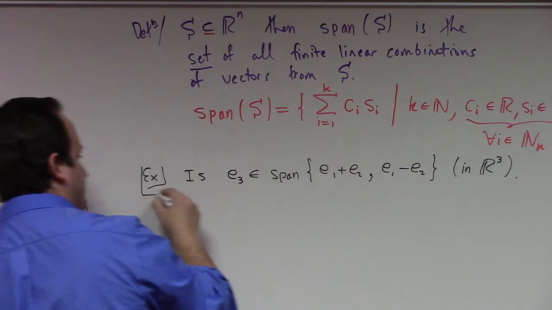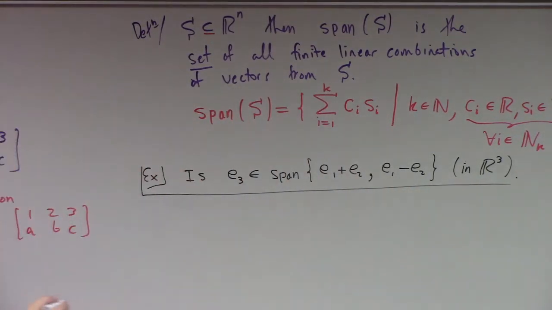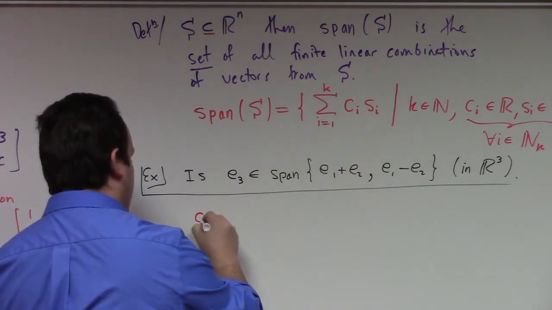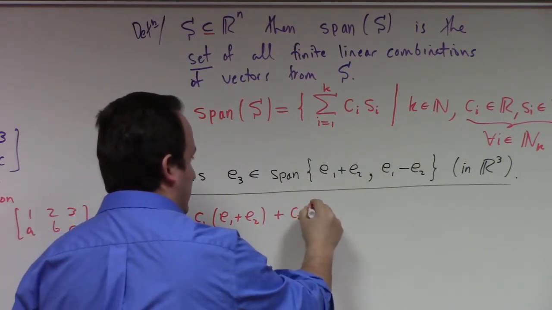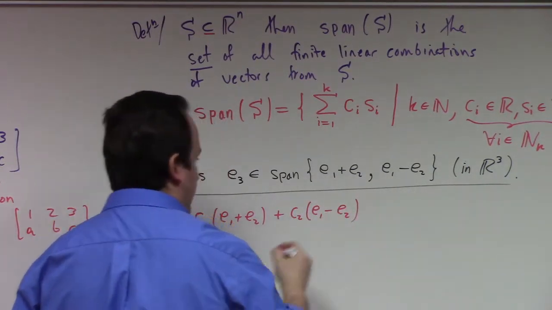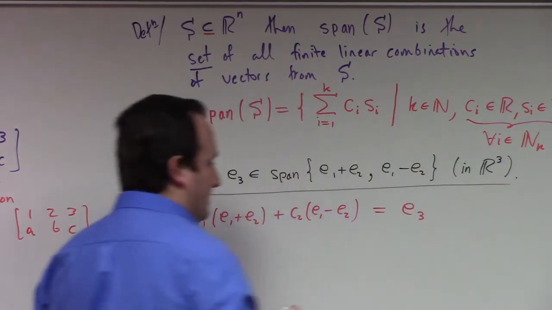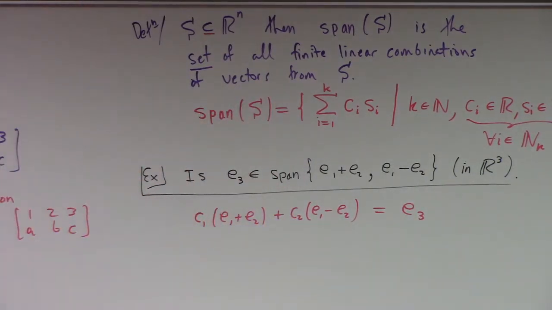There's a question. So, what would it mean for e3 to be in the span? It would mean that we can find an explicit linear combination, right? So let's write that out. That would mean we could write like c1. We're seeking a solution to this equation: c1 times (e1 plus e2) plus c2 times (e1 minus e2) equals e3. I mean, if you write these vectors out explicitly, it's immediately obvious that this is impossible.